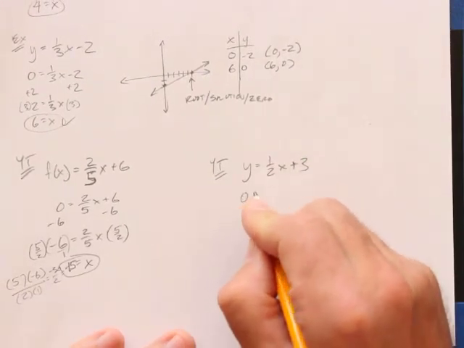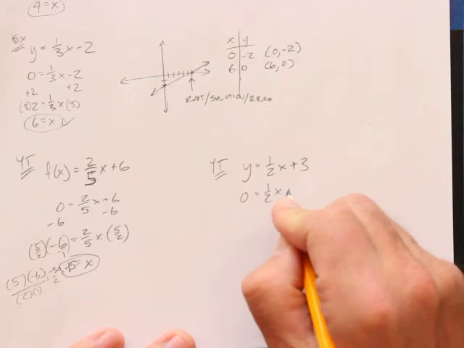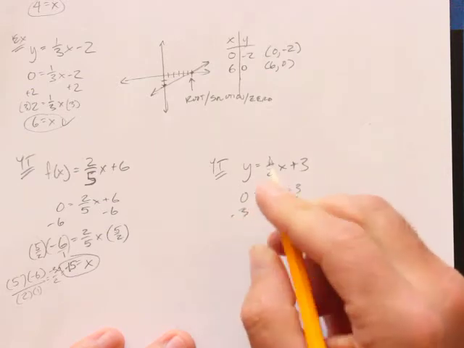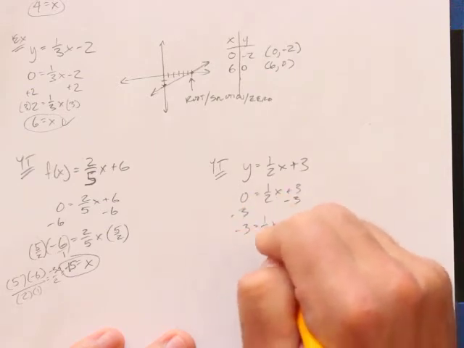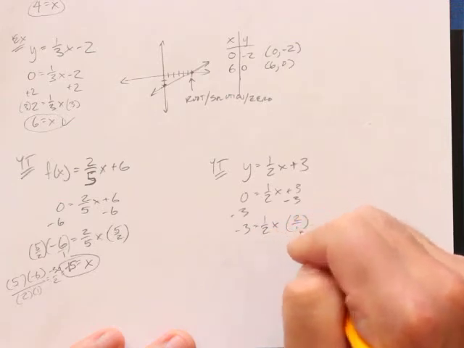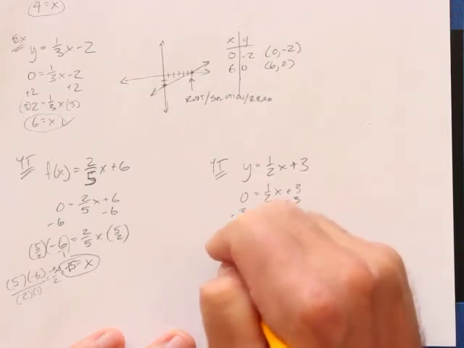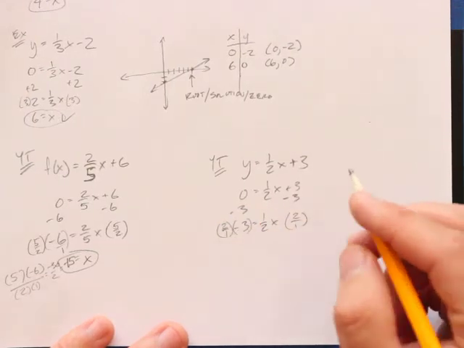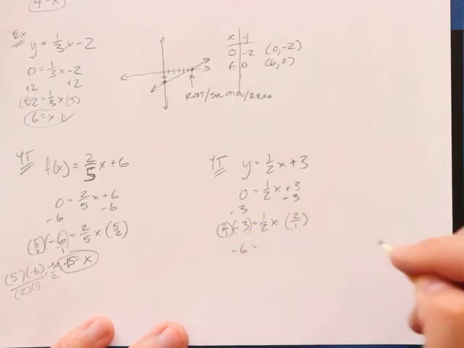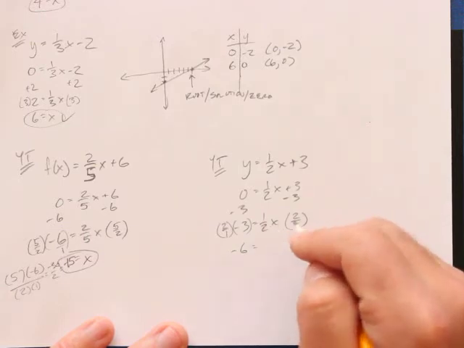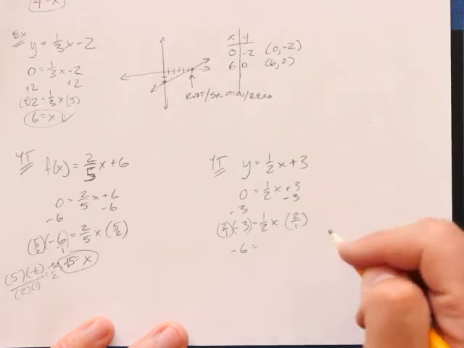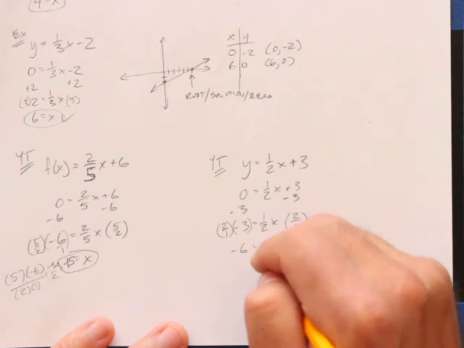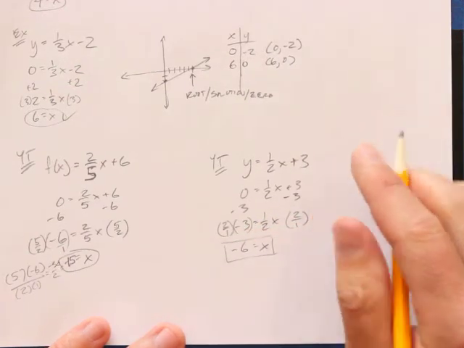I'm going to make that 0. Subtract 3 from both sides. I've got negative 3 equals 1/2 x. Multiply both sides by the reciprocal of 1/2. And I end up with 2 times negative 3, which is negative 6, equals 1/2 times 2 over 1, or 1/2 of 2 is 1, negative 6 equals x.